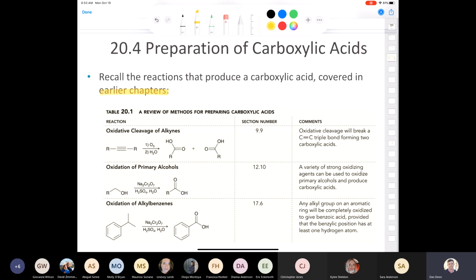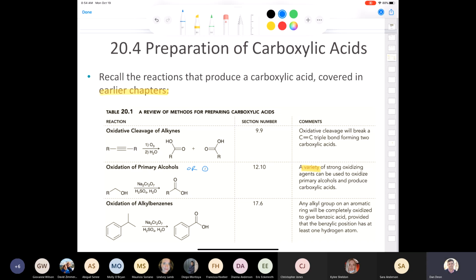Now, they only show one way to do that, and that's to treat it with chromic acid, which is made by treating sodium dichromate with sulfuric acid and water, which actually creates chromic acid in situ. But it says here, a variety of strong oxidizing agents can be used to oxidize primary alcohols to carboxylic acid. There's one other one that we learned, and that was to use, I'll write here, or.